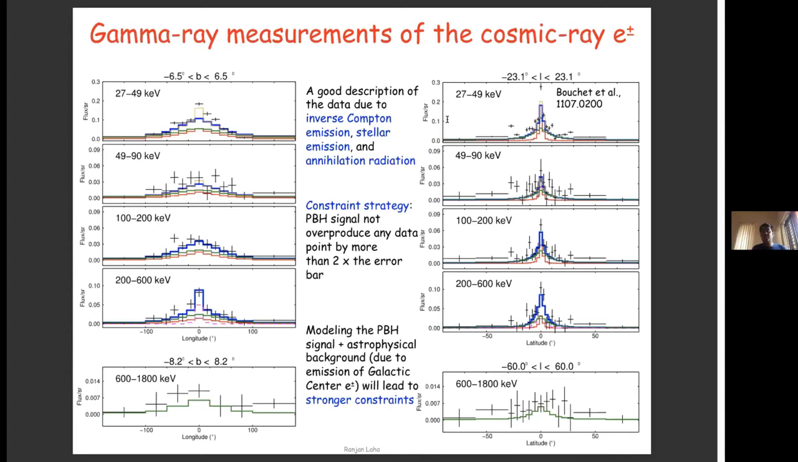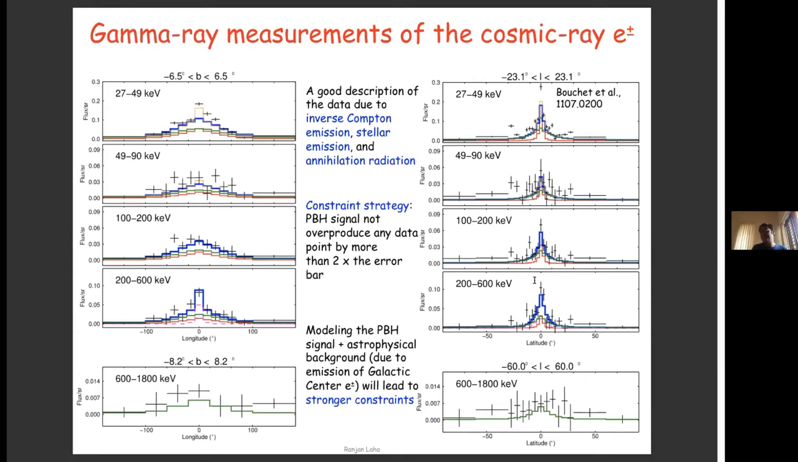So overall, what the authors, Boucher et al., found is that there is a good description of the data in terms of inverse Compton emission of electrons and positrons, stellar emission, and the annihilation radiation that I talked about earlier. Now we try to use this data set to constrain primordial black holes. Note that this is actually quite difficult because the way they have extracted this data set, it requires a background template to extract these photon energy data points.